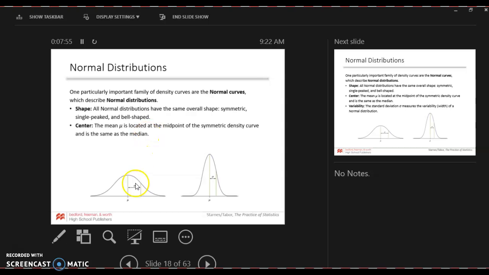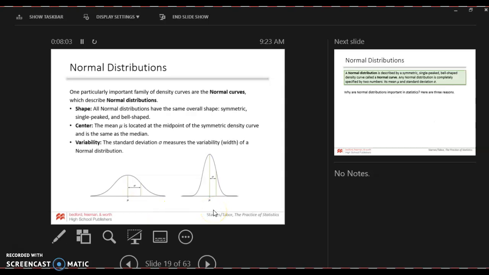Their center is always the middle. In the upcoming weeks you'll get sick of labeling this, but we'll always, always, always put the mean in the center. And the spread is always some standard deviation sigma. It'll change based on each normal curve.